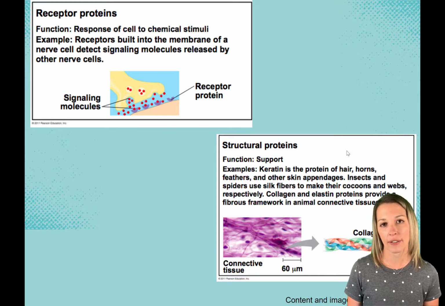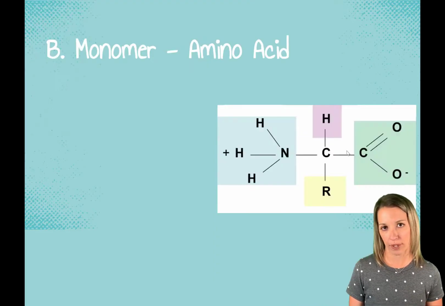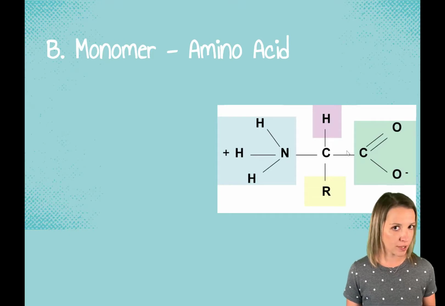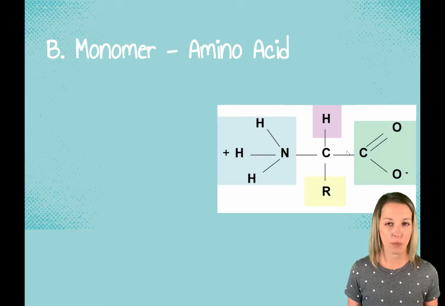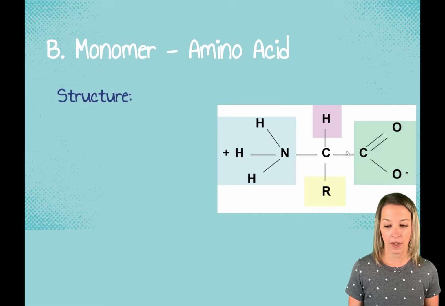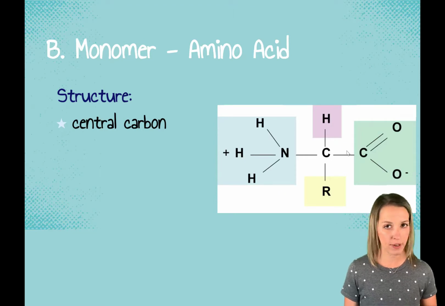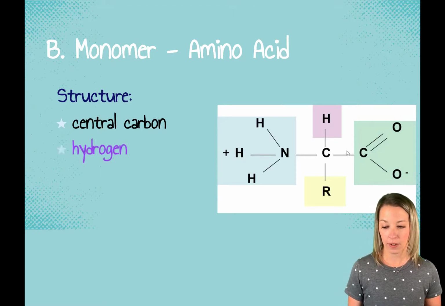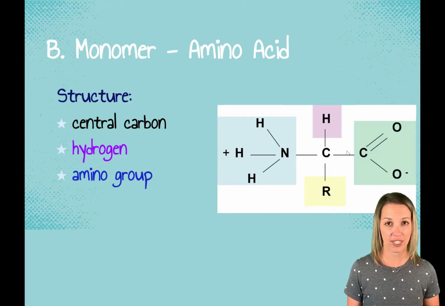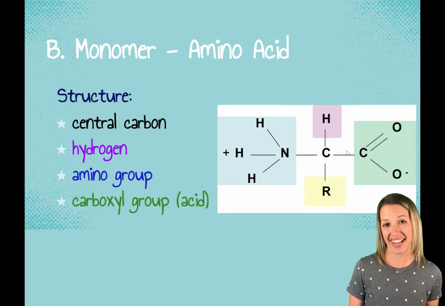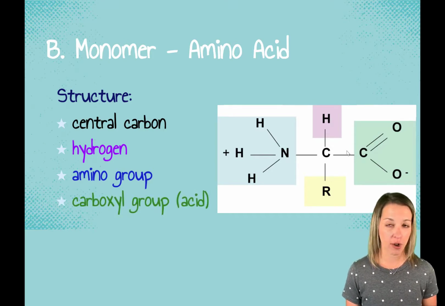So let's look at the actual structure of a protein. So the monomer of your protein is going to be your amino acid. You heard that term before? I'm sure you have. We're going to look at those in more detail. So there are 4 components around your central carbon for every single amino acid. You have a hydrogen. You have an amino group, which is the N with the 3 H's. You have your carboxyl group or your carboxylic acid group, which is the COOH.